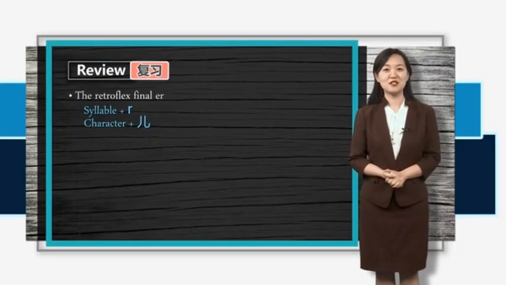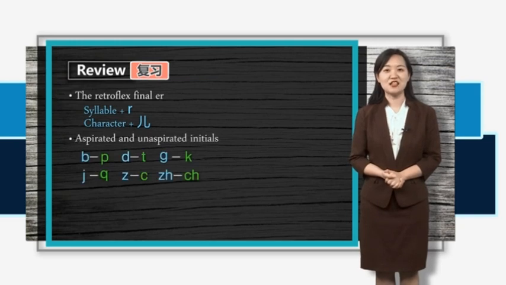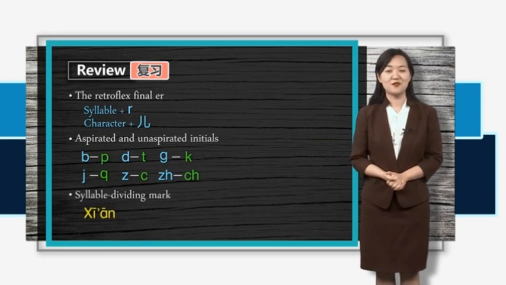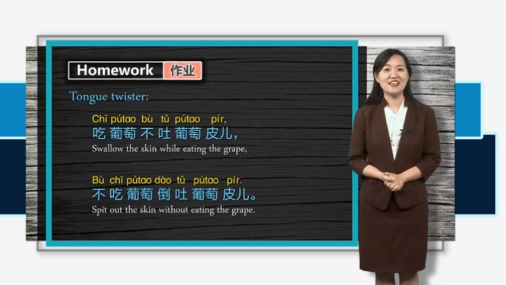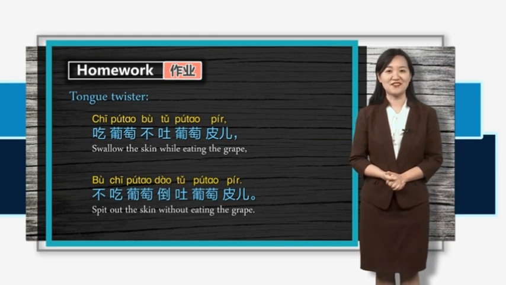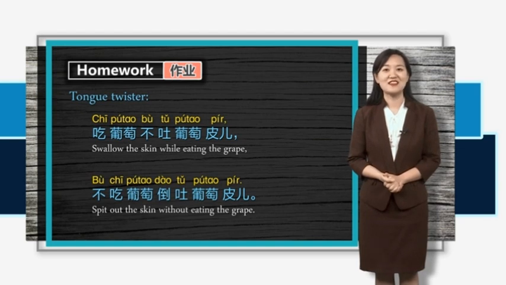Today we have learned the retroflex syllables and summed up the aspirated and unaspirated initials. Besides, we have learned how to use the syllable dividing mark. Here is a new tongue twister for you. 吃葡萄不吐葡萄皮儿，不吃葡萄倒吐葡萄皮儿。Okay, please practice it after class and see how many times you can read it without a single mistake.